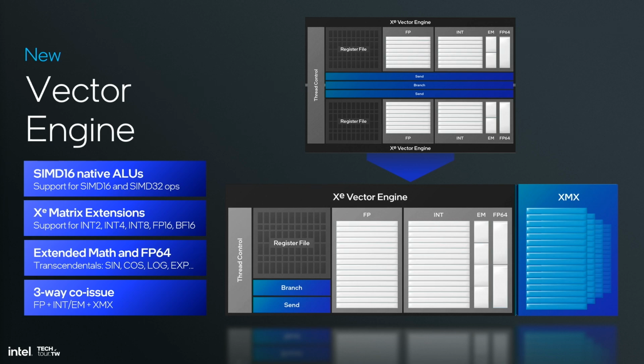We also support the XMX matrix operations with lots of different data types. Can anybody tell me, why do we have int2, int4, int8, FP16, and BF16? Anybody?